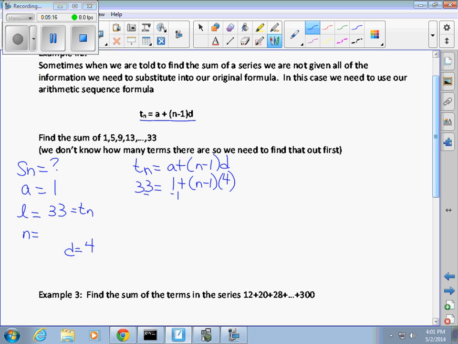So by doing my math, I have 32 is equal to n minus 1 times 4. If I divide 32 by 4, I have 8 is equal to n minus 1. Add 1, so 9 is equal to n. So there are 9 terms in this sequence. So that means now I have my first term, I have my last term, and now that I've solved for this, I have my n. So I can use my sum formula.